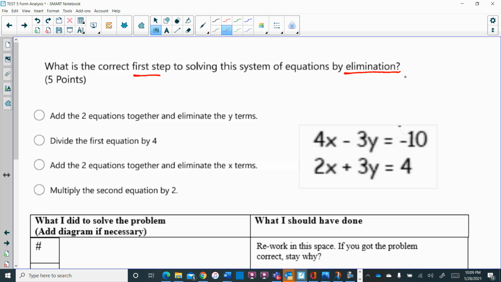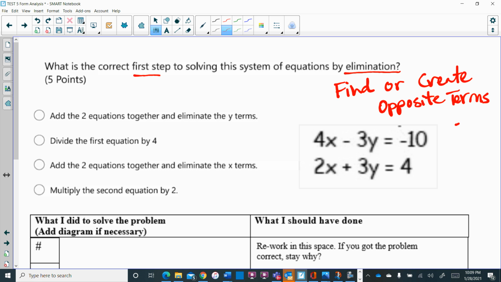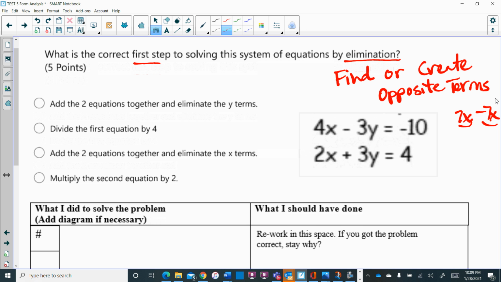Okay, so there's not really work here, but you have to understand that when dealing with elimination, you have to find or create opposite terms. And so you really needed to know what that means. Opposite terms, in the notes, we gave the example of 7x and a negative 7x. We talked about there's a sign change, that they cancel each other out. That's the key because that's what we're doing for elimination.